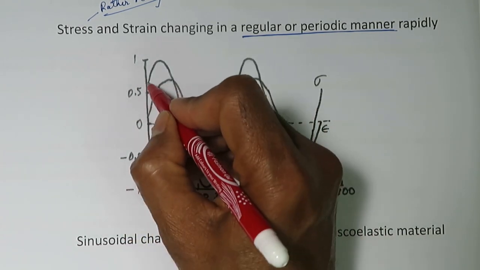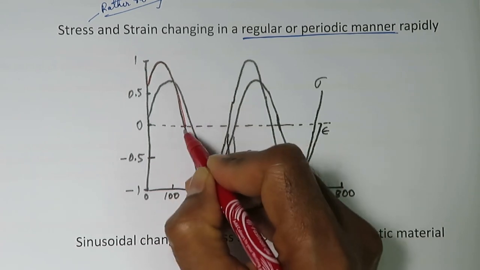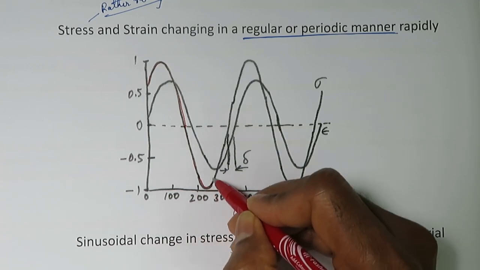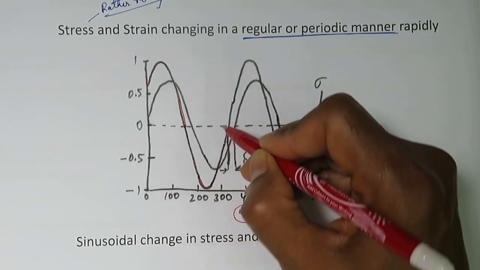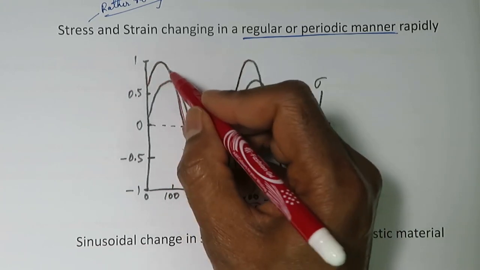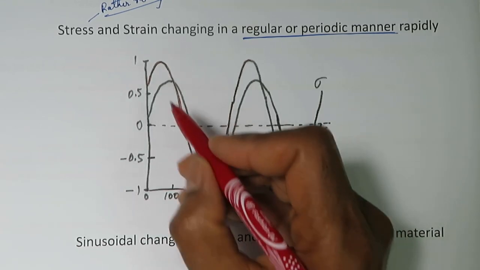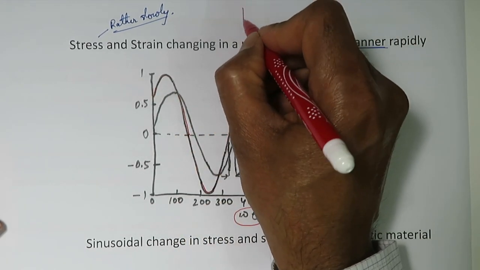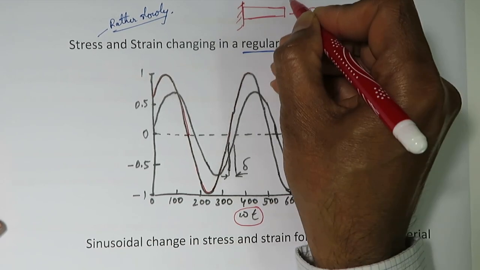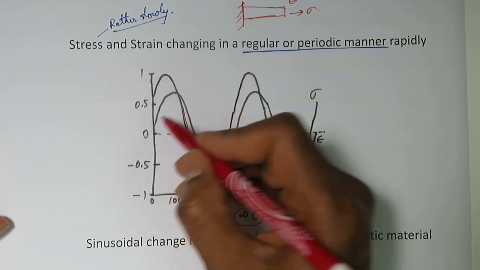So with time, stress is changing from a certain value to a maximum value, then again it goes down, going to zero, and again it goes back in the reverse direction. That means here it is minus, and again it comes back to zero and continues. So this is called cyclic loading or periodic loading, where the stress is continuously changing in a particular fashion. If the stress is changing, we know for any material, if we are applying stress, there will be a strain. So the strain will also change in the same manner as we are applying the stress.